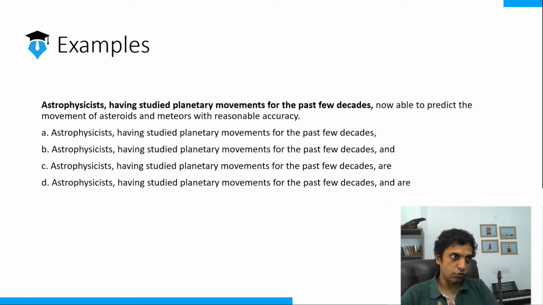Let's also still go through D. Astrophysicists and are now able. No. C is the right answer. Astrophysicists are now able to predict the movement of asteroids, blah blah blah. And there's a modifier in between. So that's how you solve modifier problems.